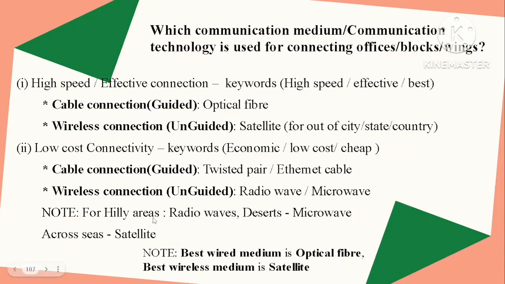Okay. Now, what kind of unguided media is used for hilly areas? Radio waves. For connecting desert areas, microwave. Across the seas, satellite. Whatever it is, the best wired medium is optical fiber. The best wireless medium is satellite. Why have I given Ethernet cable? Suppose in MCQs, twisted pair is not given. Ethernet cable or fiber optic cable is given. Then you should go in for Ethernet cable for low cost, because optical fiber is the costliest. Okay.